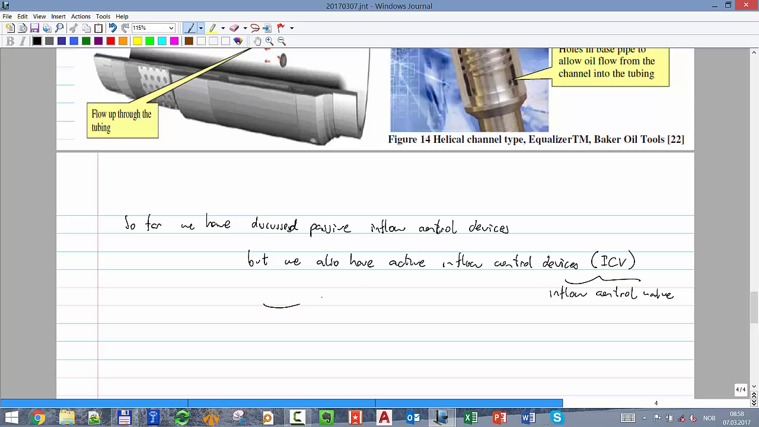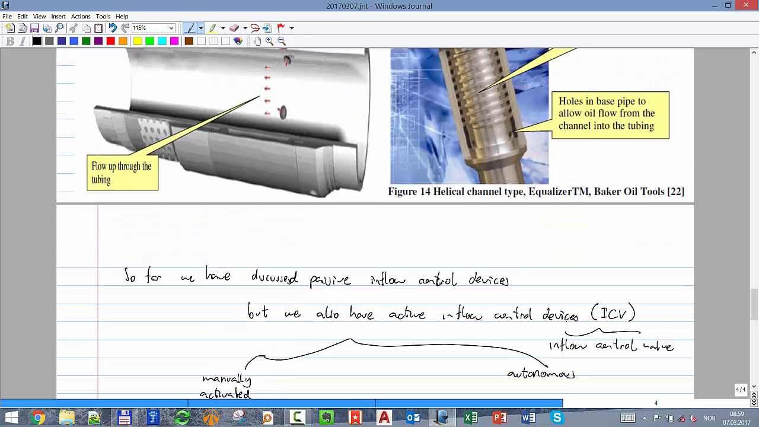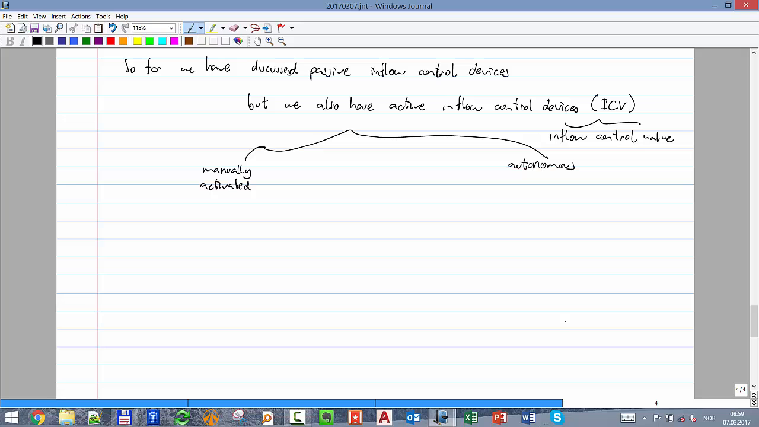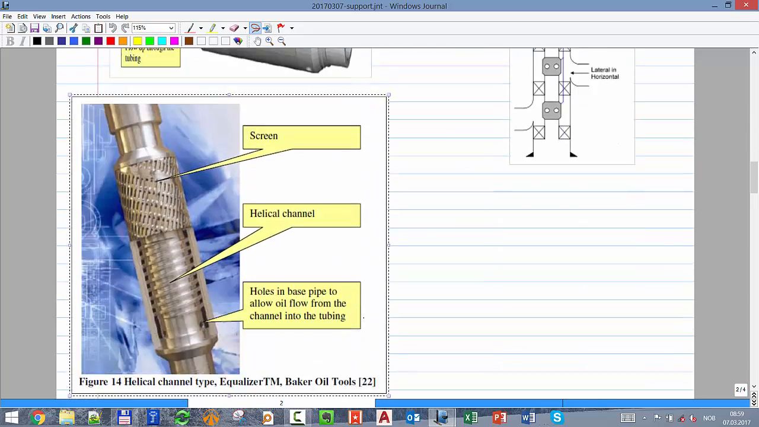Okay, and we have two types. There are two main types now. One of them is manually activated. Or I have something called autonomous, that they regulate automatically. And I don't want to go too much there, but manually activated, let's take a picture maybe to save time.